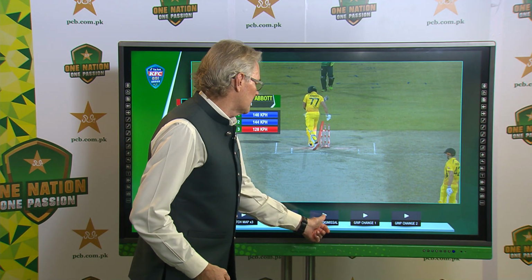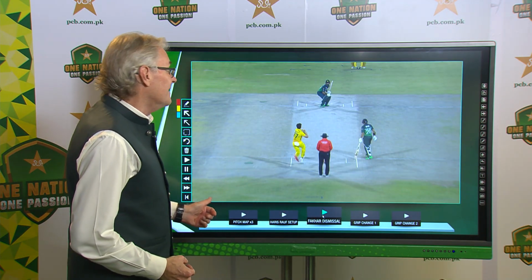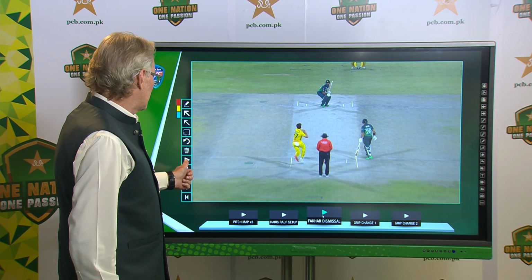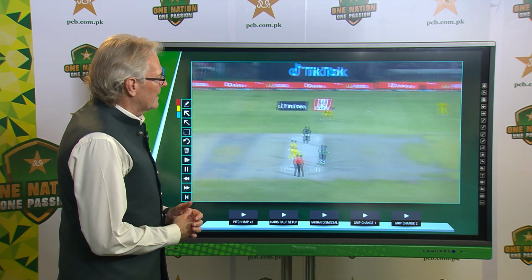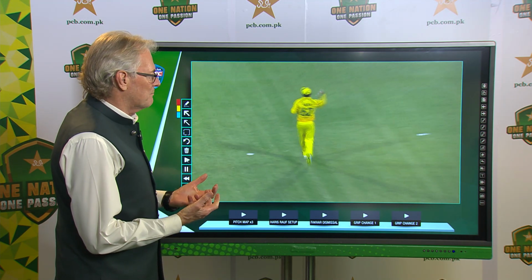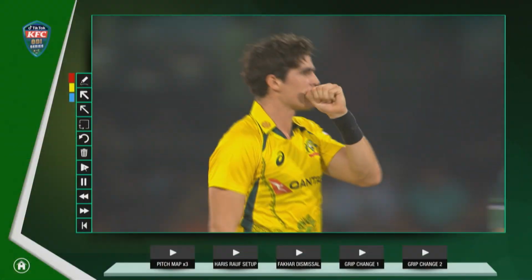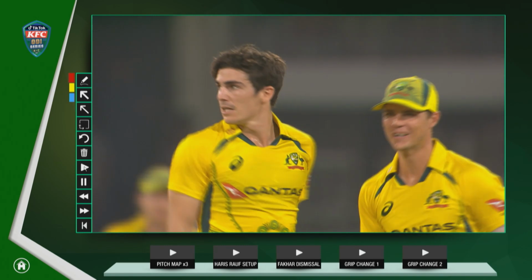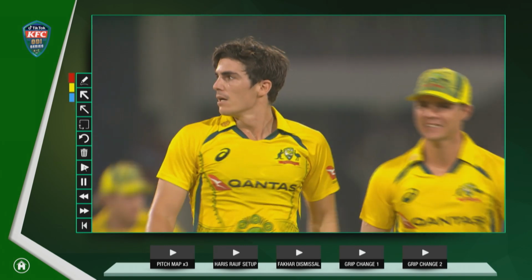Right, now I'm going to have a look at Fakhar Zaman's dismissal, which is another one. And this is Abbott this time getting Fakhar Zaman. First of all, we'll show it. He was looking to go over the top. He thought it was going to be a standard pace delivery. Head took the catch in the end, so it was good work. And he was such a danger man, Fakhar Zaman. But have a look what he did right at the end.